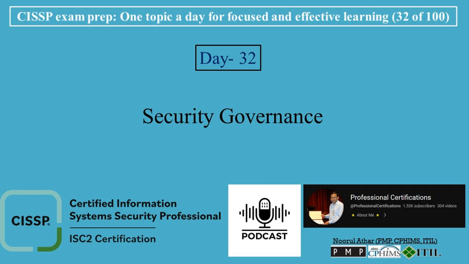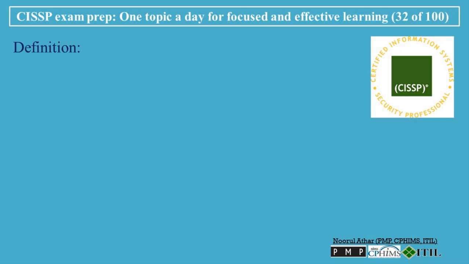Today's topic is security governance. Definition. Security governance refers to the overall system of policies, controls, and processes that ensure an organization's information security strategy aligns with its business objectives, regulatory requirements, and risk management priorities. Security governance is the responsibility of senior leadership and involves setting the direction, establishing accountability, and ensuring that the security strategy is implemented effectively across the organization.